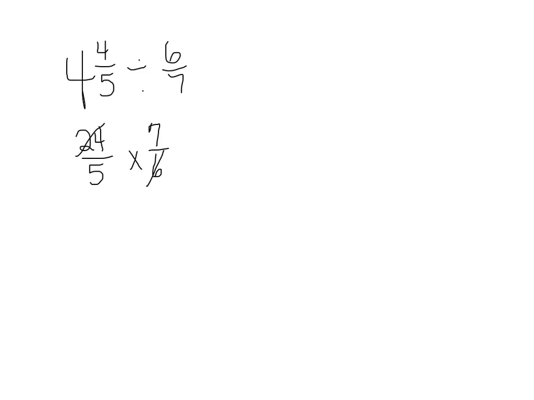Simplify. Cross simplify. 6 and 24 share 6. So I'm going to go 6 divided by 6 is 1. 24 divided by 6 is 4. 4 times 7 is 28. 5 times 1 is 5. So you treat this as 28 divided by 5.